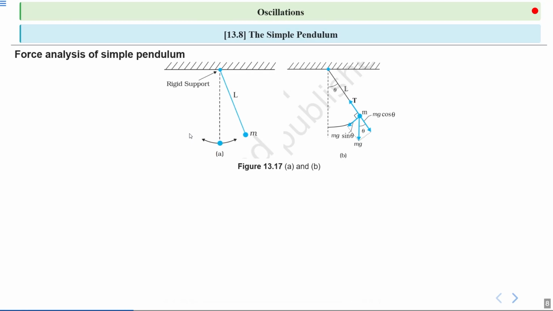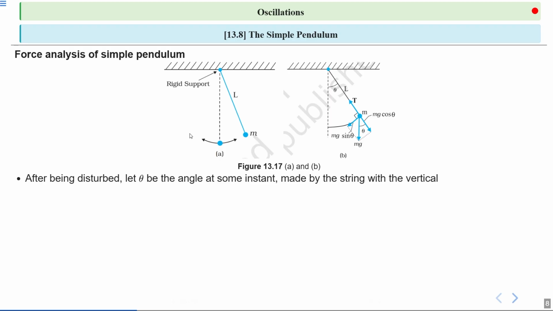So let's look at the force analysis of a simple pendulum. Now imagine the pendulum has been disturbed and is swinging. At any instant, the string makes an angle, which we call theta, with the vertical direction. Theta is just a way to measure how far the pendulum has moved from its resting or mean position. When the pendulum bob passes through its mean position, theta is 0. That means the string is perfectly vertical.